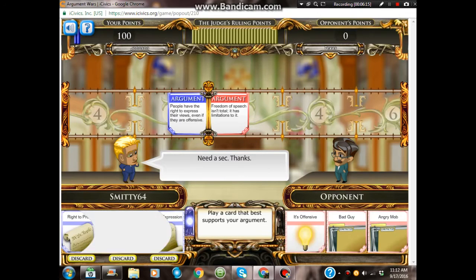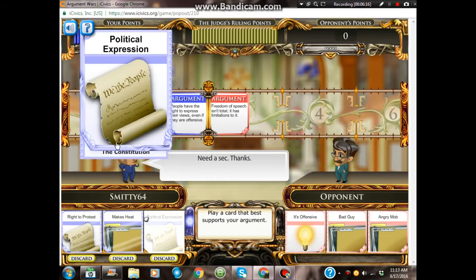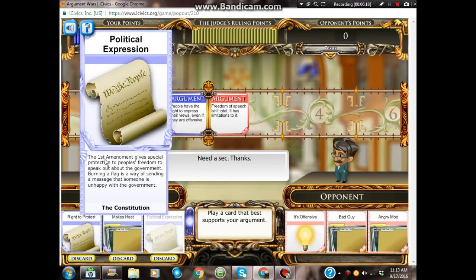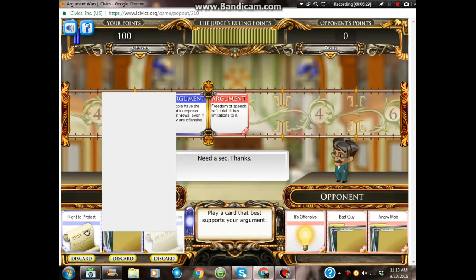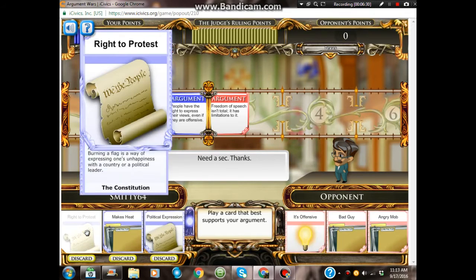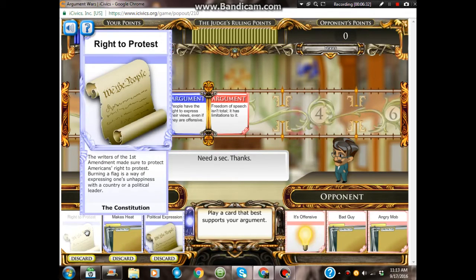Political expression. Let's see what this is. I know what it is. Let's just read it for fun. The First Amendment gives special protection to people's freedoms to speak about the government. The burning flag is a way of sending a message that someone is unhappy with the government. That's your right to protest. The writers of the First Amendment made sure to protect Americans' rights to protest. Burning a flag is a way of expressing one's unhappiness with the country.